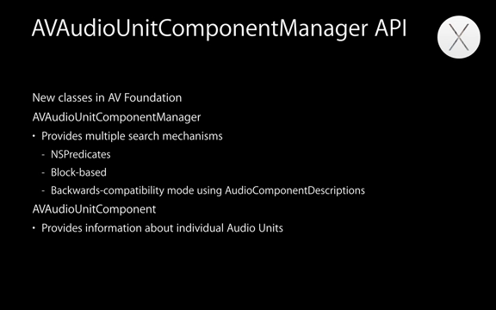Let's take a look at the API in more detail. As I said, these are in AV Foundation and they're new. The first class is the AVAudioUnitComponentManager, and this provides 3 different search mechanisms for finding audio units, the first of which is based on NSPredicate. We can use a SQL-based language to provide strings, which I'll show you in a source code example later, for finding audio units matching a given criteria. We also have a block-based mechanism for finer programmatic control.